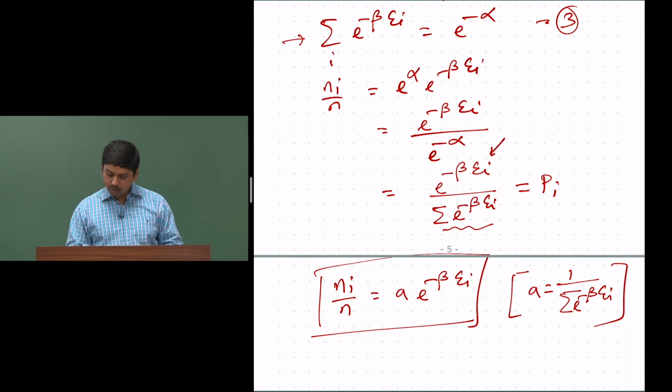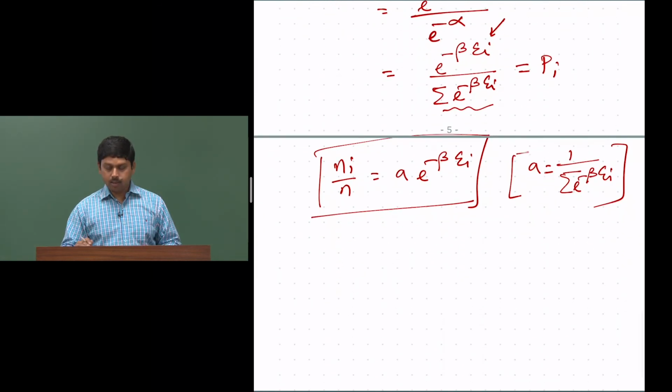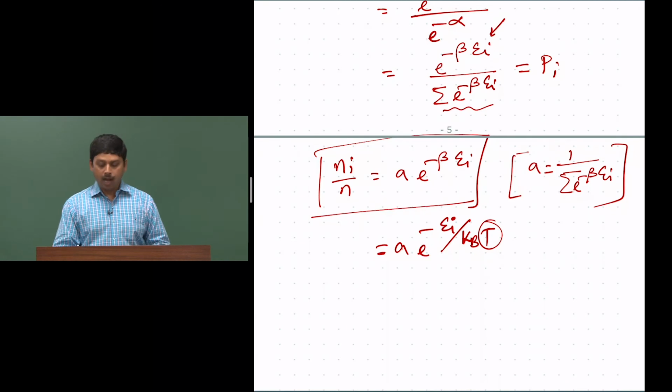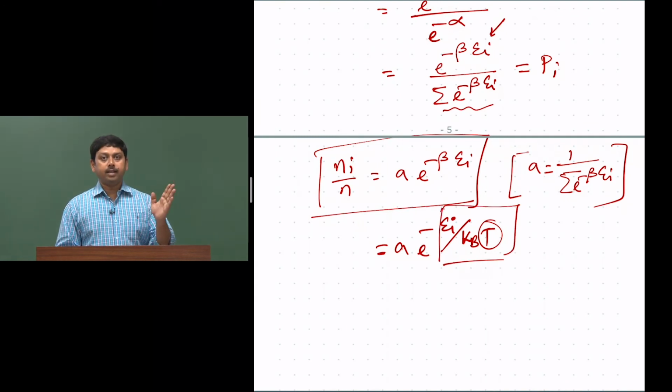Now beta can be shown to be the inverse of temperature. So, as I said before, it is nothing but e to the power minus E_i by k_B T, k_B is called the Boltzmann constant. So, if T is larger, then what is going to happen is that at higher and higher T, this quantity becomes smaller and the distribution gets more and more flat.